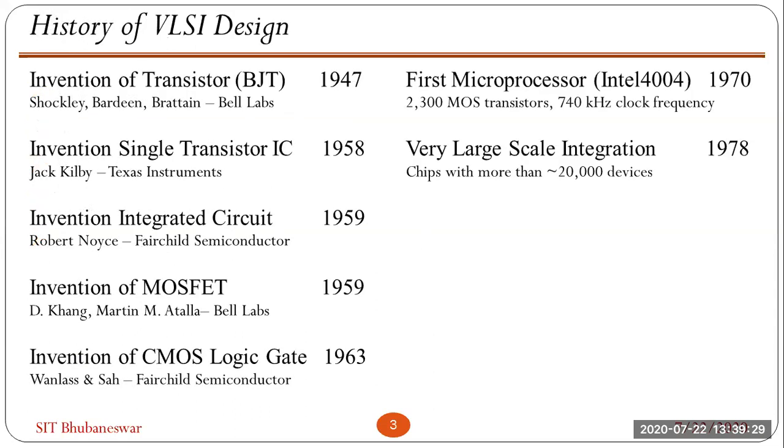So this is the history of VLSI design. As mentioned, in 1947, around December 23, the first transistor was invented. That was the BJT, bipolar junction transistor, invented by Dr. William Shockley, Dr. Bardeen and Dr. Brattain at Bell Labs. That was a germanium transistor, a point contact transistor. This is the starting era of the semiconductor.